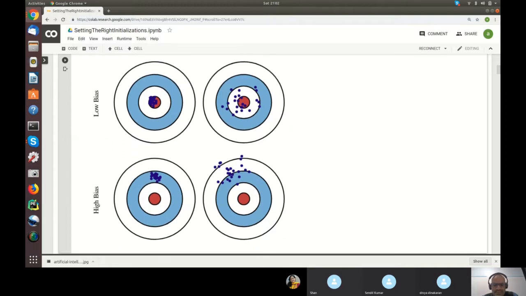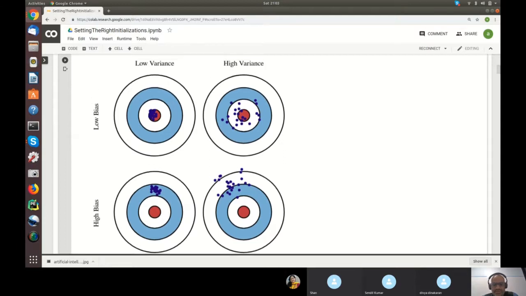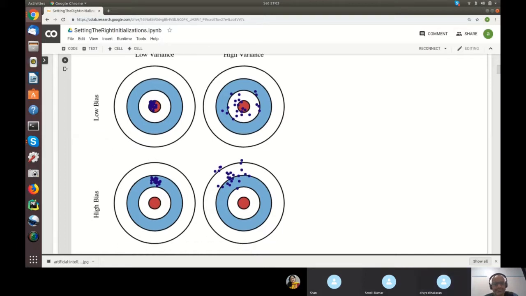Does that sound okay? We'll see more plots to make this idea clear, but does this chart in general make sense? Yeah. Yeah. Awesome. Thank you.